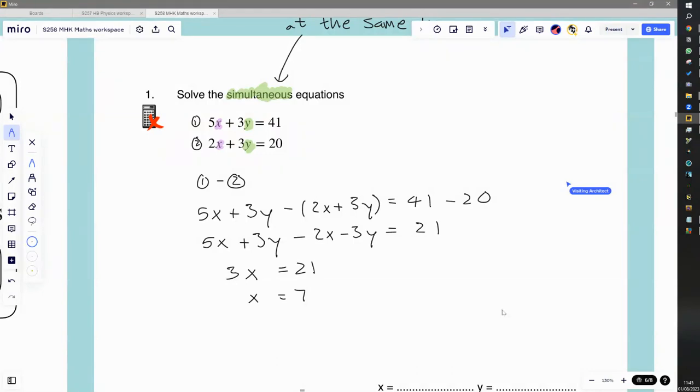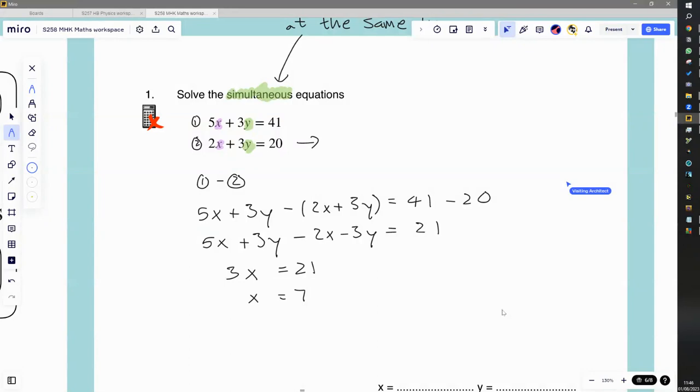So what do I do next to find out y? I just plug it back into one of these equations. Which one would make most sense? I don't think there's much difference really. Maybe equation 2, because 2 times 7 is slightly easier than 5 times 7. So let's do equation 2.